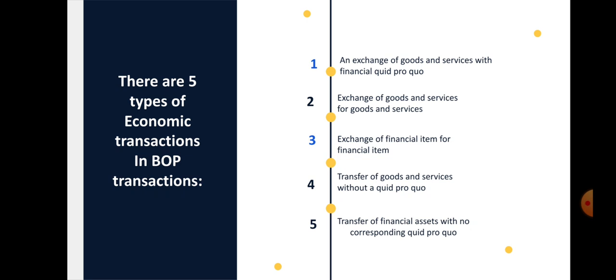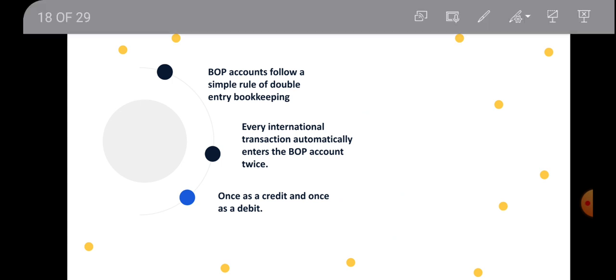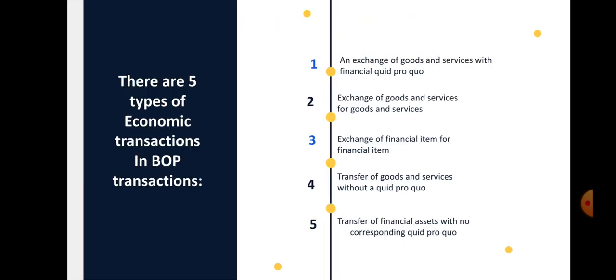There are five types of economic transactions in BOP. First of all, an exchange of goods and services with financial quid pro quo, exchange of goods and services for goods and services, exchange of financial items for financial items, transfer of goods and services, and transfer of financial assets without any corresponding return.